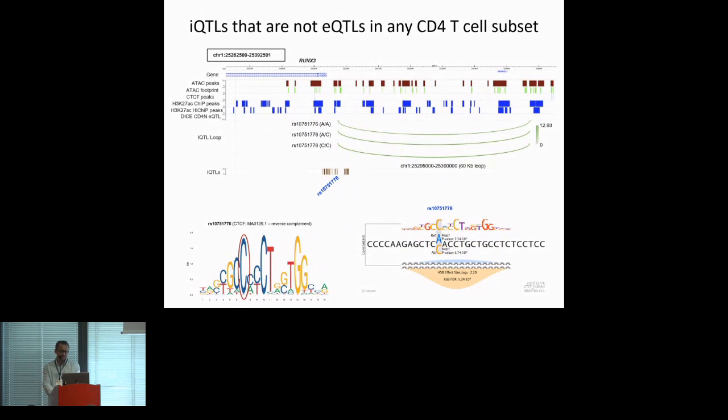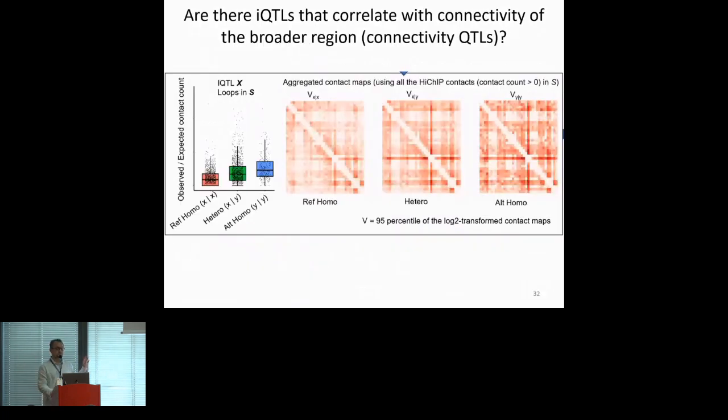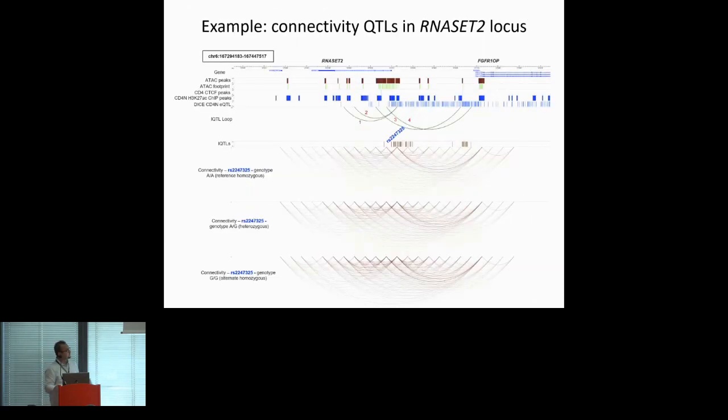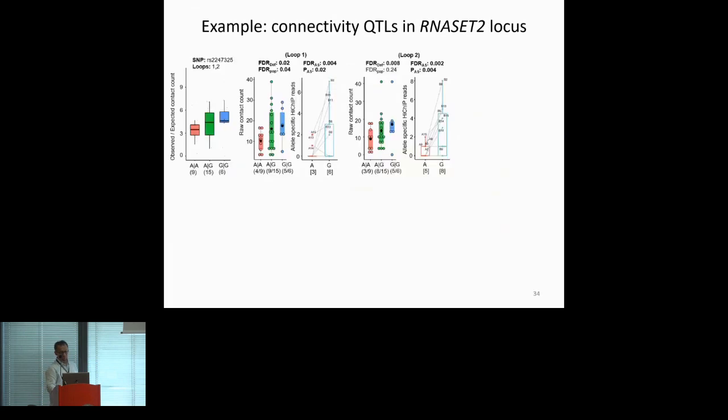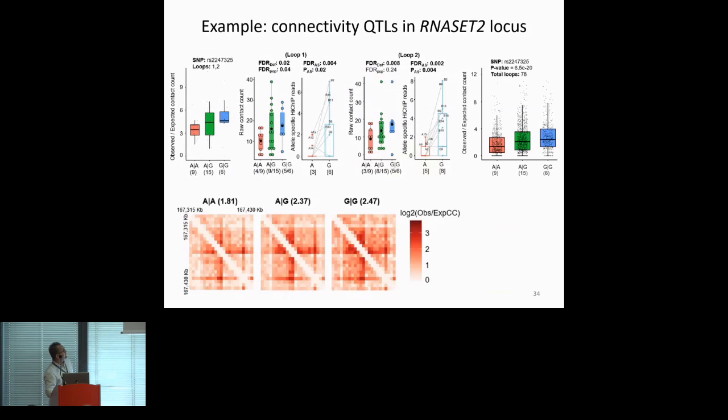So one interesting concept that came out of this also was the connectivity QTLs, right? When we looked at these IQTL SNPs, some of them associated with many different loops and the whole connectivity. This is one example. So this was an IQTL for all these loops, but as you can see, it is also for the connectivity of the whole region. A very strong pattern dependence on genotype, and then that's reproduced when you aggregate these scores.